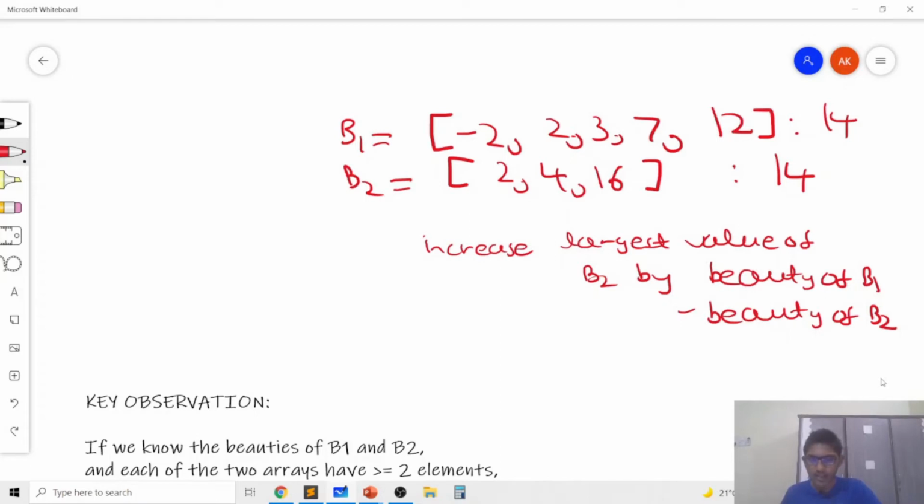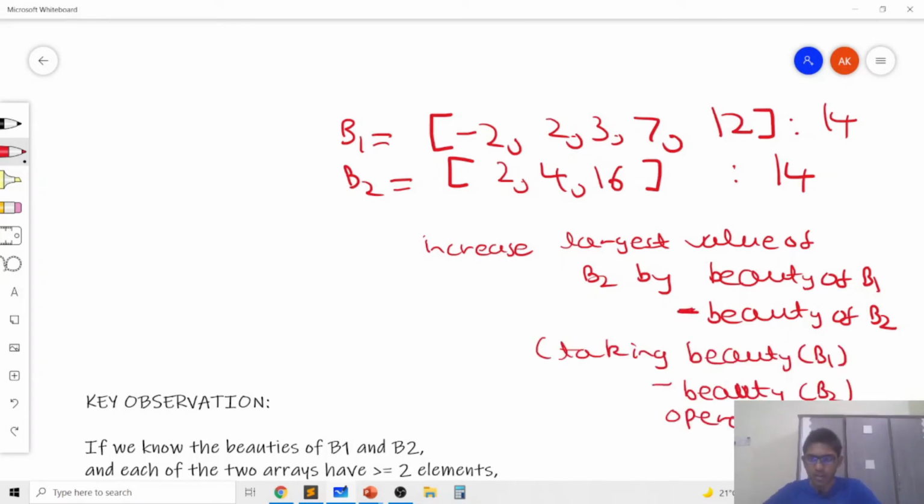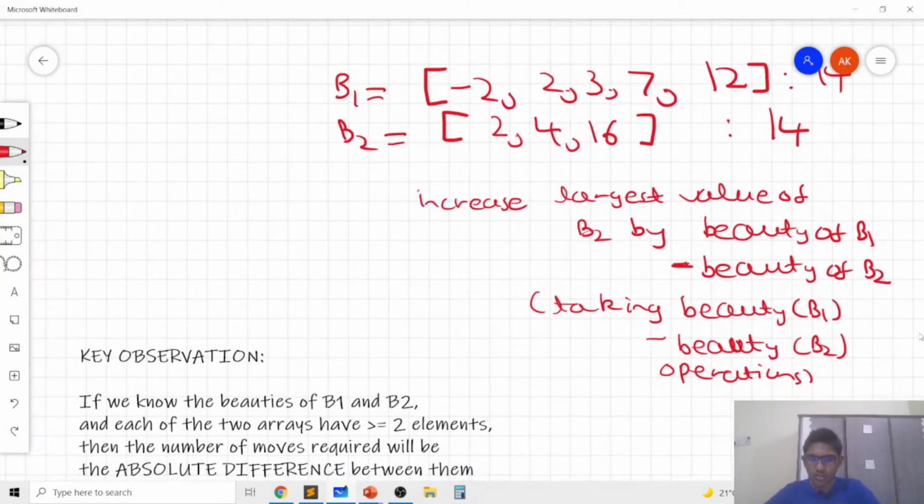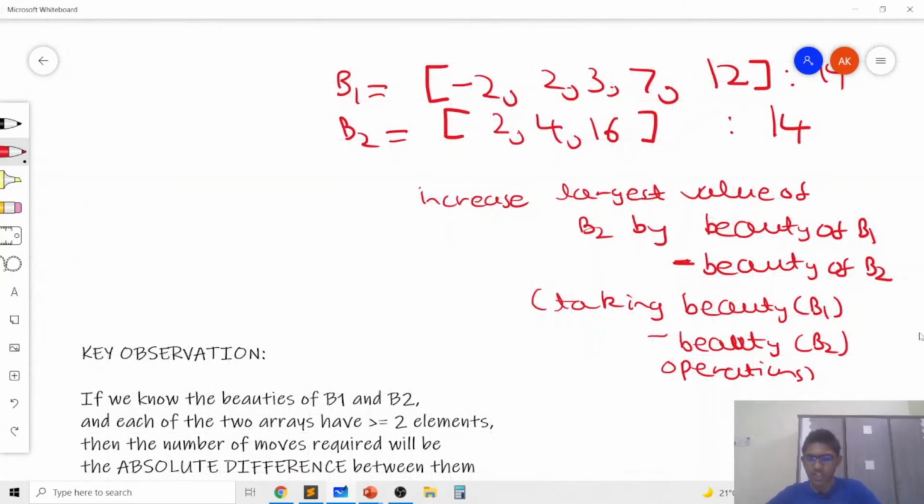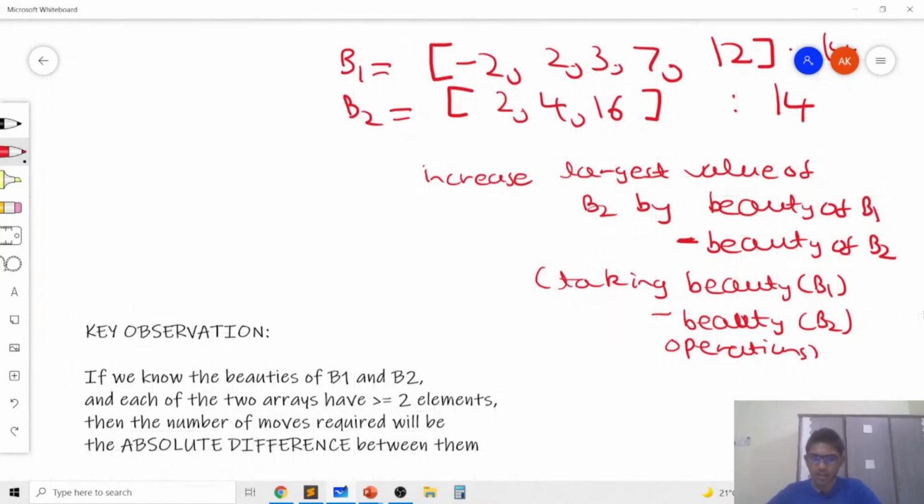And this takes beauty of B1 minus beauty of B2 operations. So that's why the cost, or the number of moves required, will just be the absolute difference between the beauties of the two partitions. That's the first key observation, and I'll be building the rest of the solution on this observation.